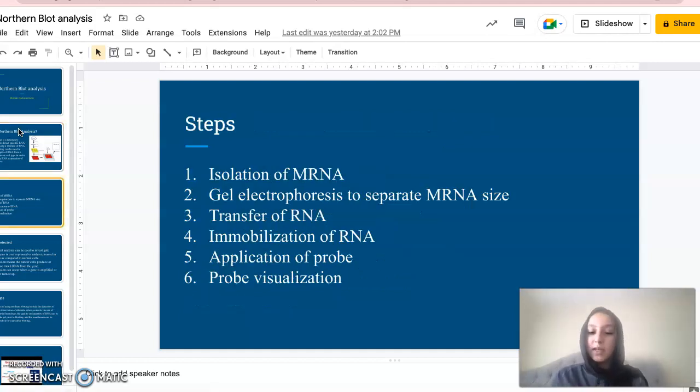Some steps of using the northern blot analysis. The first step is the isolation of the mRNA. The second step is the electrophoresis to separate RNA by size. And then the third is the transfer of RNA, and then immobilization of RNA, application of the probe, and then it visualizes the probe.